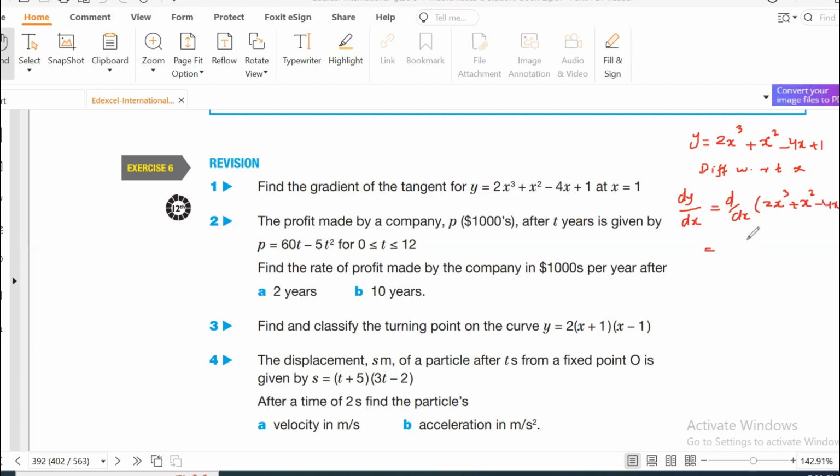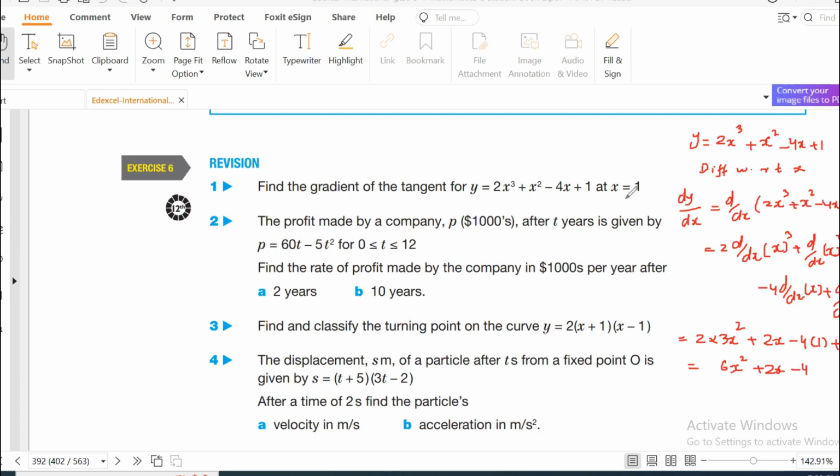If we apply the derivative, it would be 2 d over dx of x cubed, I'm applying it on the function, the variable, plus d over dx of x squared minus 4 d over dx of x, and the derivative of the constant. We are getting 2 multiplied by 3x squared, plus the derivative of x squared, which is 2x, the derivative of x is 1, and the derivative of a constant is 0. So our answer is 6x squared plus 2x minus 4.